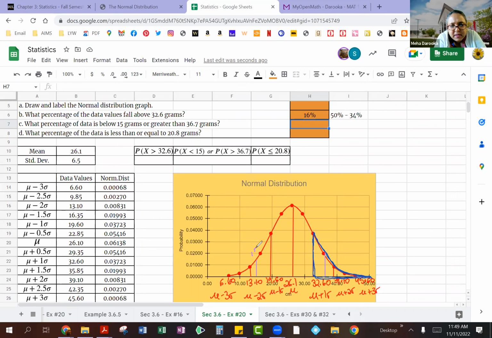So this one would be 15, and this one would be 36.7. So if they're saying below 15 grams, then, of course, we're talking about this whole section. So it goes all the way till the tail. Below 15, and then greater than 36.7. So then, of course, we're talking about this section here. Yeah, Terry, go ahead. Are we doing any kind of subtraction like on the 13.5 because it's hitting in the middle of the second?